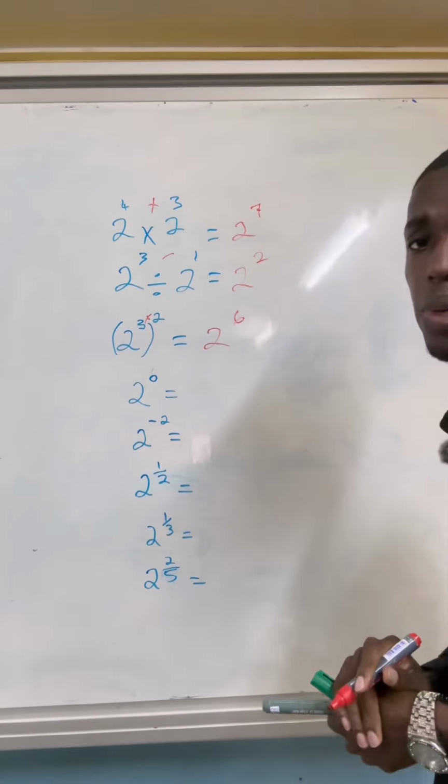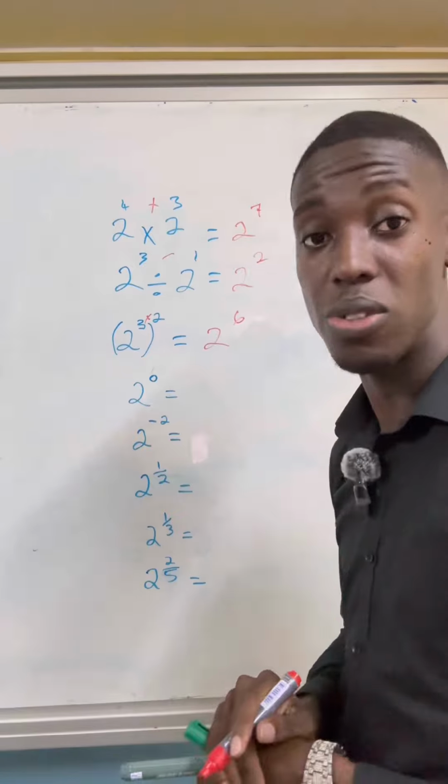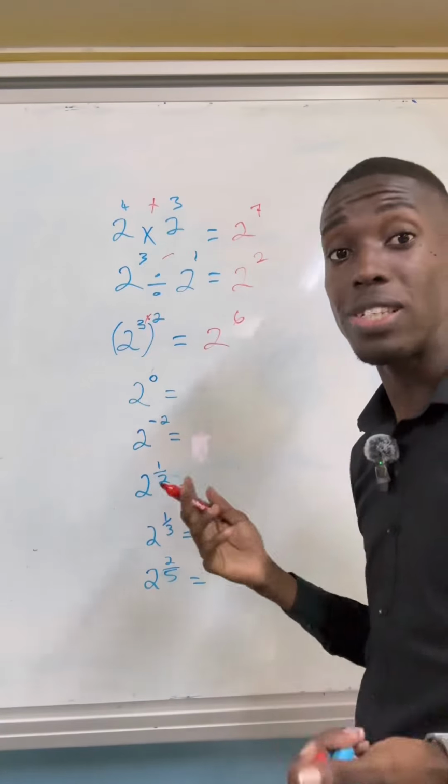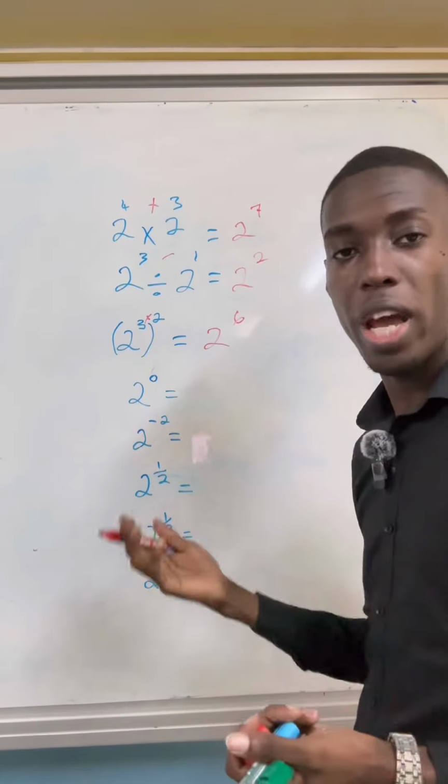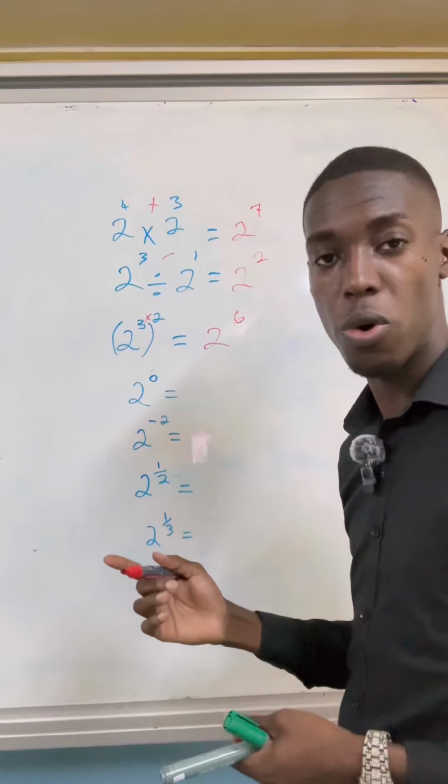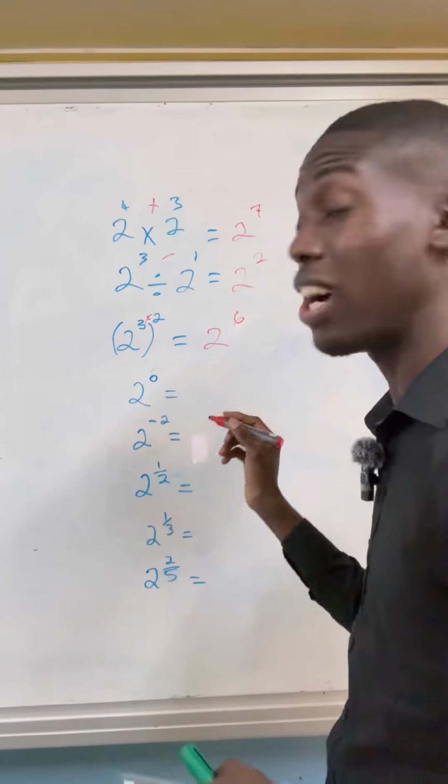In the next question, we have 2 raised to 0. As the rule says, anything raised to the power of 0 is 1, right? So the answer is 1.